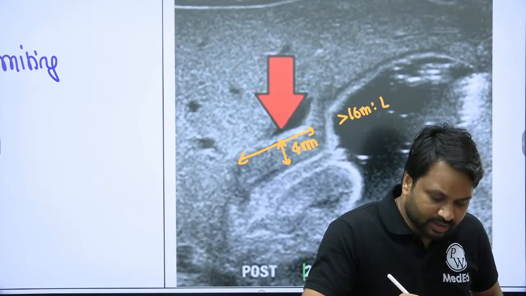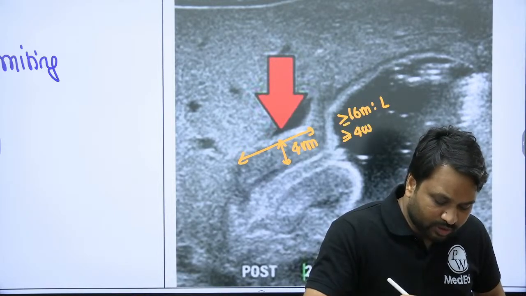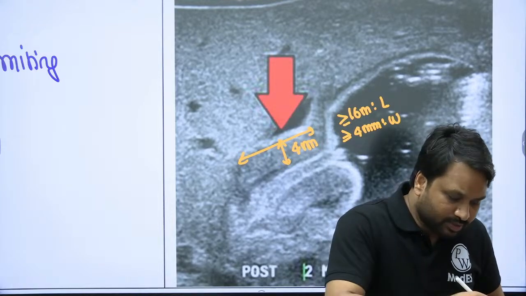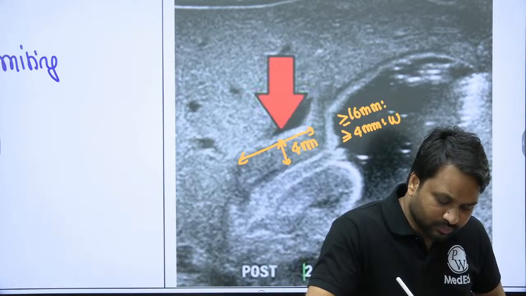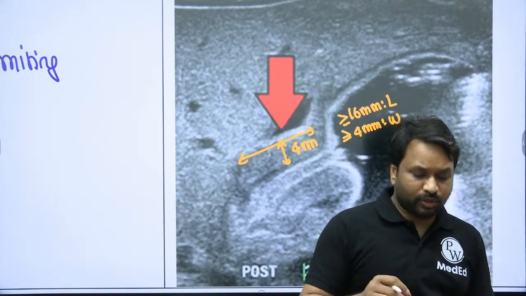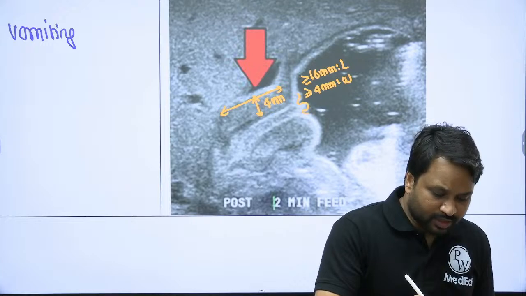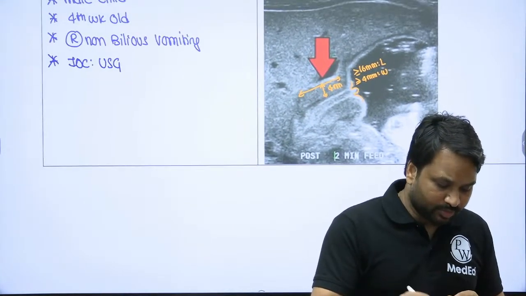and if the width is more than or equal to 4 millimeters, this is going to be congenital hypertrophic pyloric stenosis. So this is what we call the antral nipple sign, right? This is what we call the antral nipple sign.